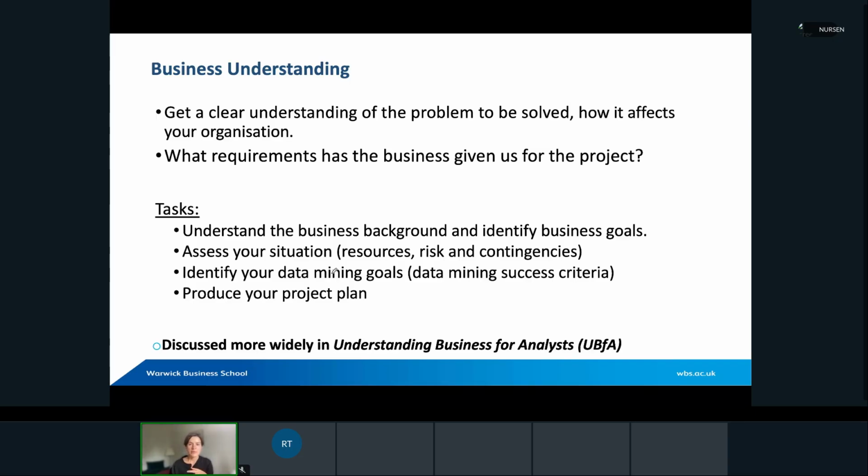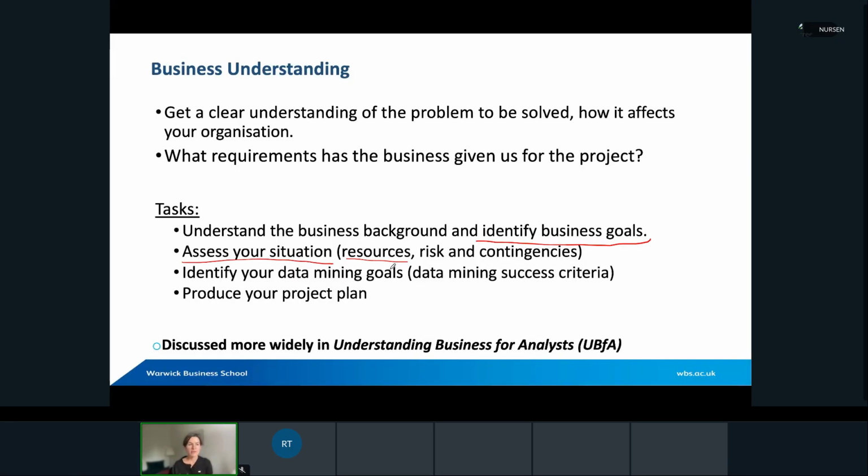We start with business background, okay? And we identify the business goals, what we want to achieve, like minimizing those churns. And we need to assess our situation, okay? What resources we have. What are the risks? What are the contingencies? If something goes wrong, what is the next plan? So we need to assess our situation. What are the resources available to us?